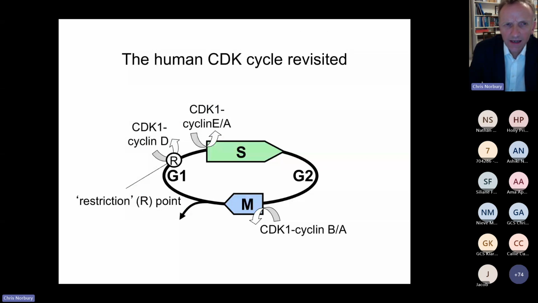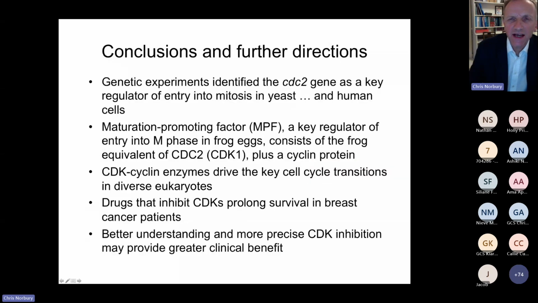So I'll leave you there with some conclusions. What I hope I've shown you is that simple experiments using yeast genetics can identify important conserved regulators of the cell cycle, such as CDC2. And this independent line of inquiry, a biochemical approach in frogs, identified the mysterious biochemical factor, maturation promoting factor, which turns out to be just the frog equivalent of CDC2 plus the cyclin protein. And it's these CDK cyclin enzymes that drive the key cell cycle transitions in probably all eukaryotic cells.